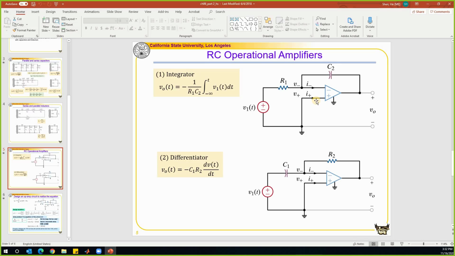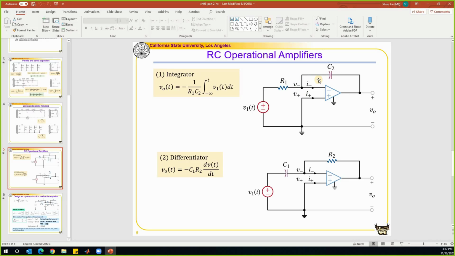The second step is to write nodal equations at the two nodes. By looking at this inverting terminal, we can write a nodal equation. This is the voltage V1 minus V minus divided by R1, which is the current going into this node. The current goes into this node from the top branch. That is something new that we haven't done before. We know this node has a node voltage of VO, and this node has a node voltage of V minus. So the voltage drop between this node and that node is VO minus V minus.